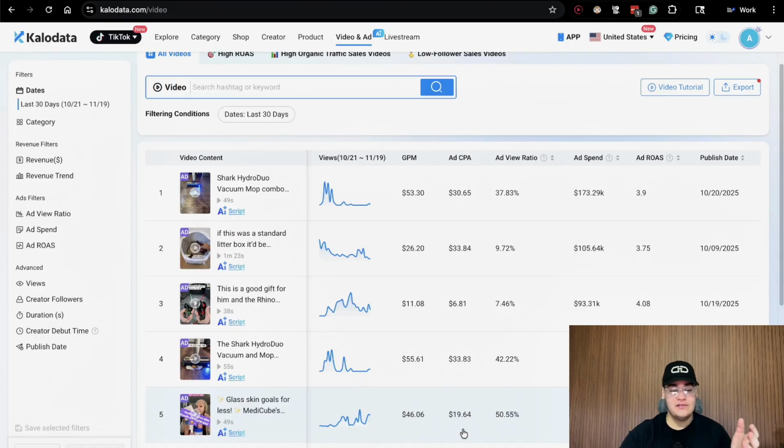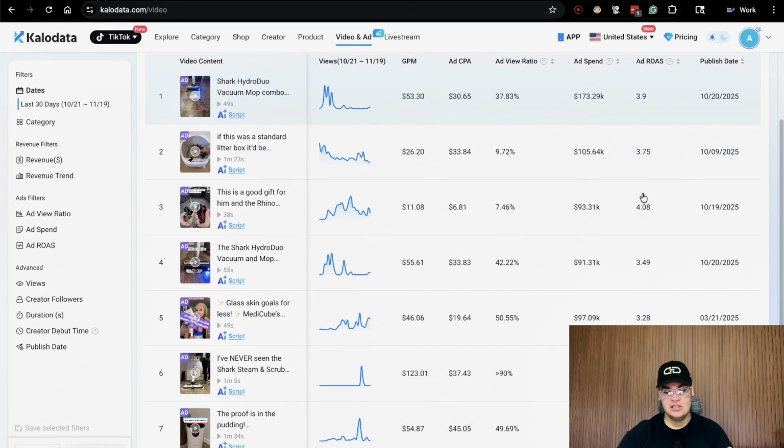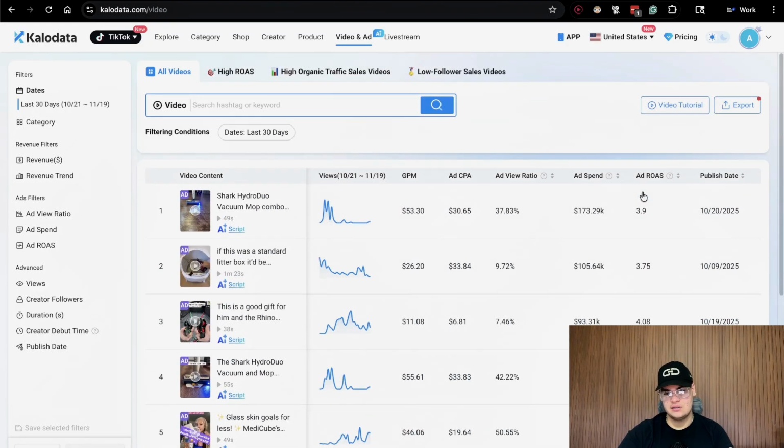Facebook is super competitive, especially Black Friday, Cyber Monday, Christmas coming up. Everybody is trying to advertise, so the cost gets more expensive. Like the CPAs, they get pushed up and they're inflated. So you can see ad ROAS right here, 3.9, so 3.75, 4, 3.49. These are pretty high compared to Facebook, honestly. And here you can see their ad spend that they're pushing on it.